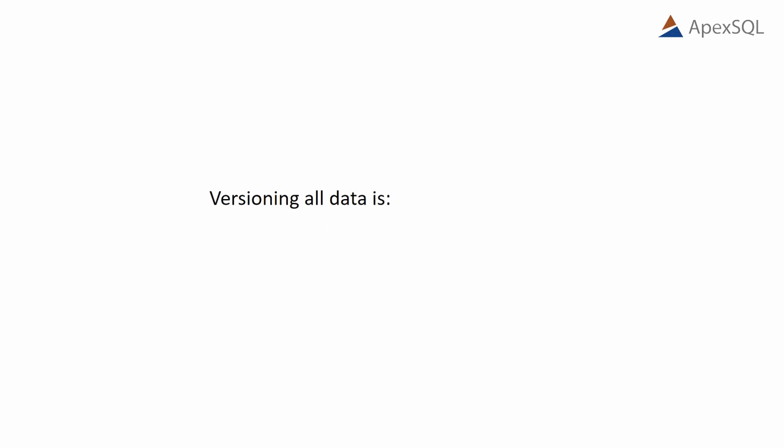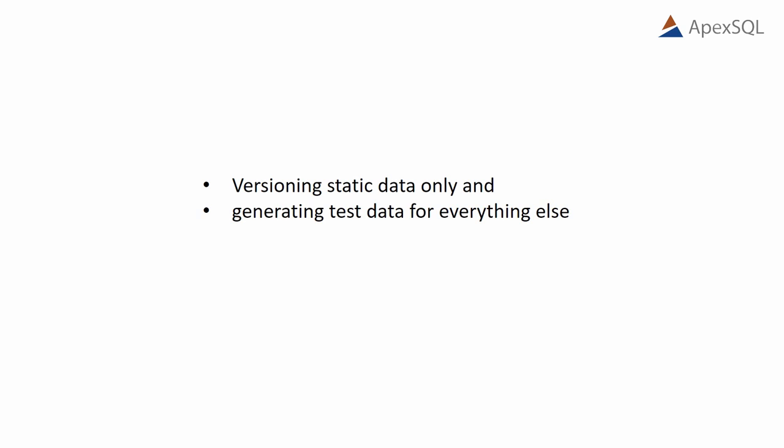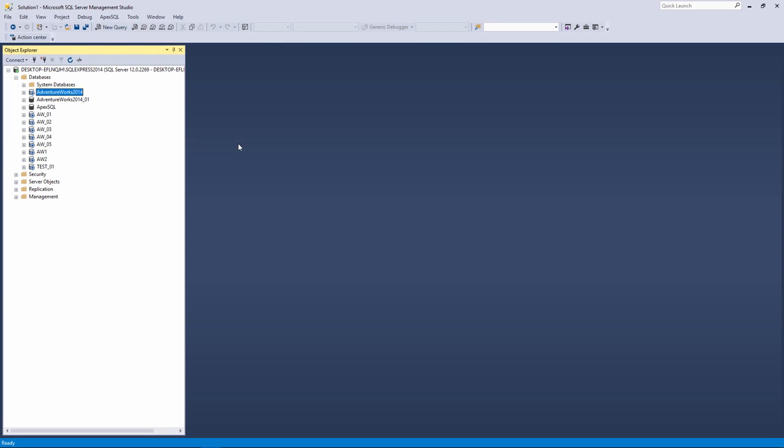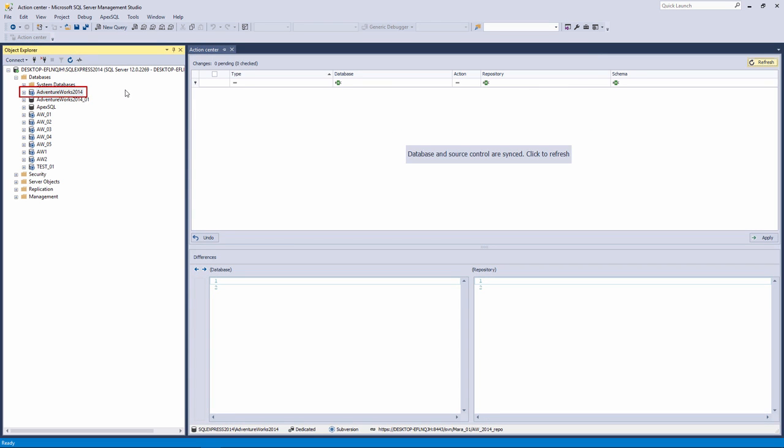Since versioning all data is impractical and generating synthetic test data for all tables can lead to less realistic test environments, versioning static data only and generating test data for everything else can be a good solution. Before you start working with static data, you must link that database to a source control system. As we already have one database linked, let's see which options the ApexSQL Source Control tool has to offer for working with static data.